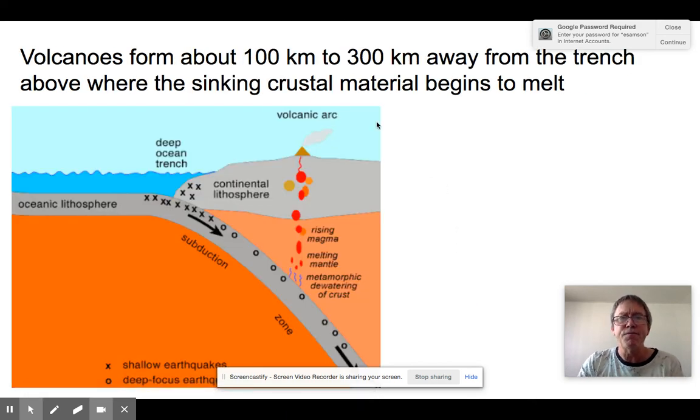All right, so again, like I said, they form a few hundred kilometers away from the trench, and what we see is the earthquakes get deeper and deeper and deeper, and often are quite powerful.